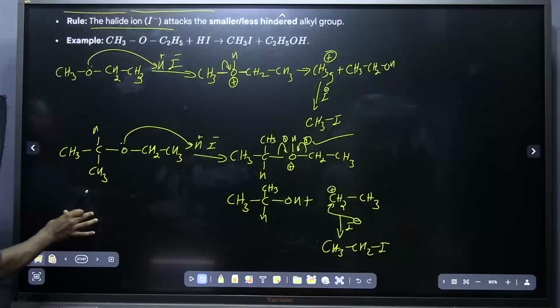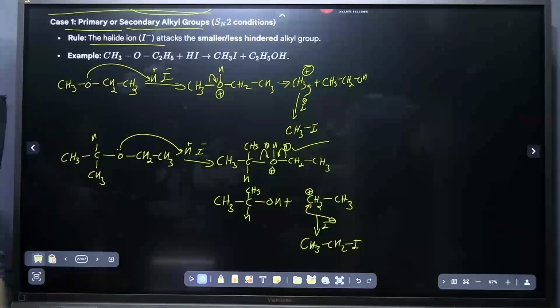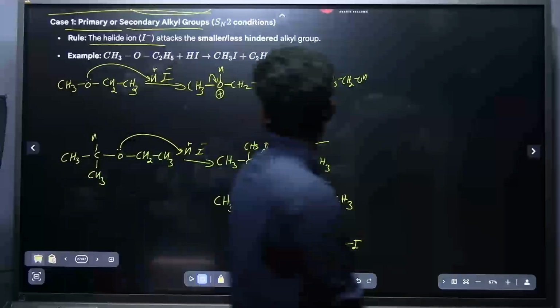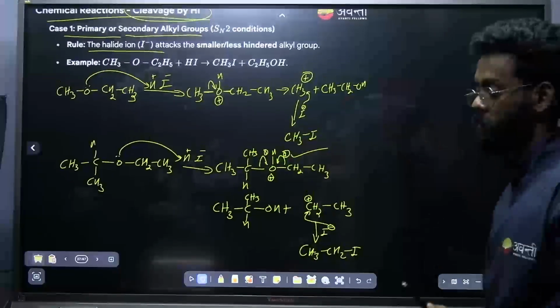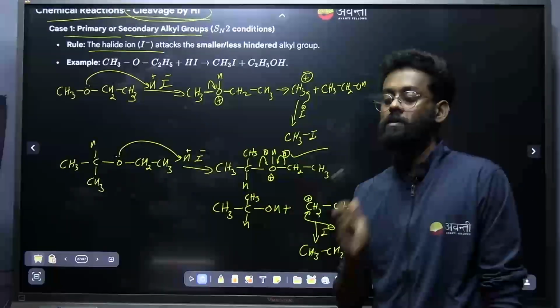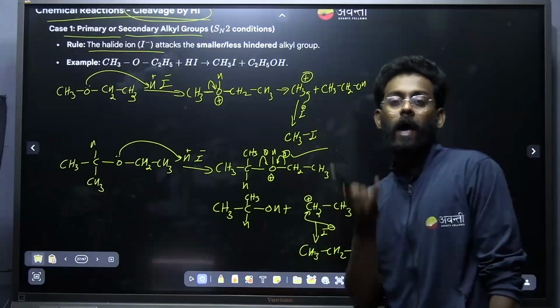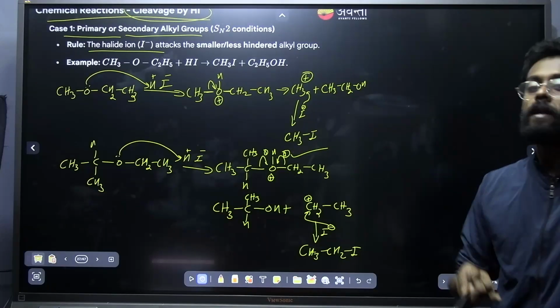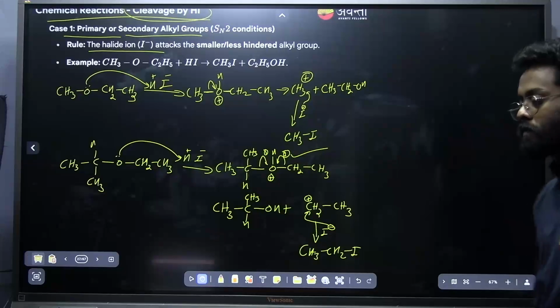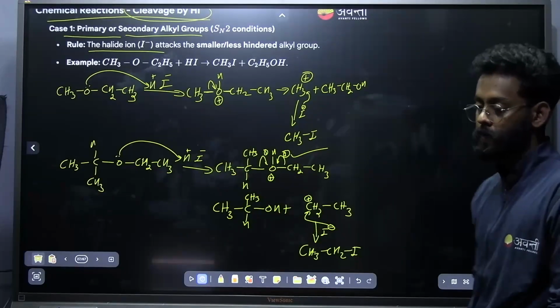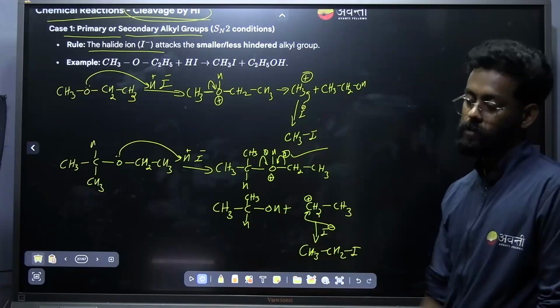Yes, this is the point you have noted down. In the case of primary and secondary alkyl groups on either side, this is how the cleavage will be taking place. That is, cleavage will be taking place in that direction where I minus can attack the less sterically hindered carbocation. Got it? Got it, everyone? If you are done, you can give me a thumbs up.